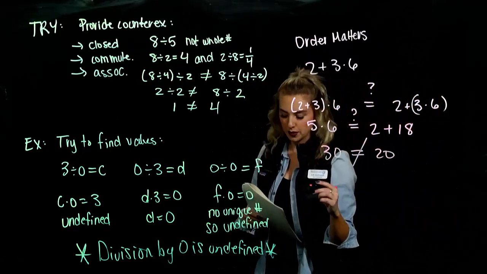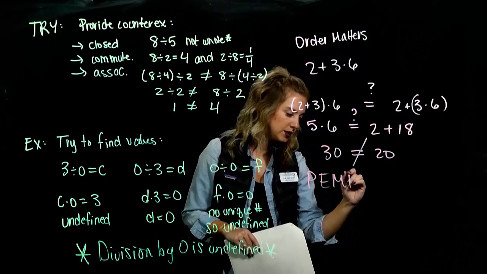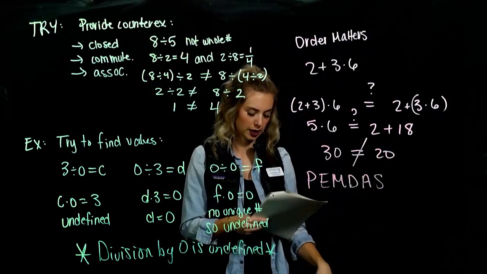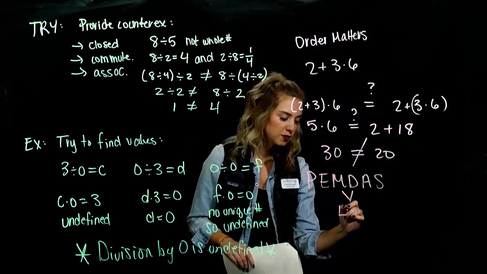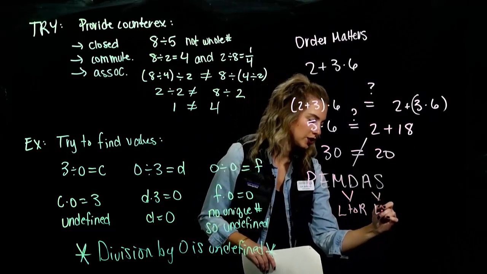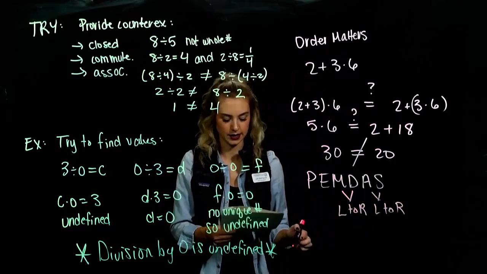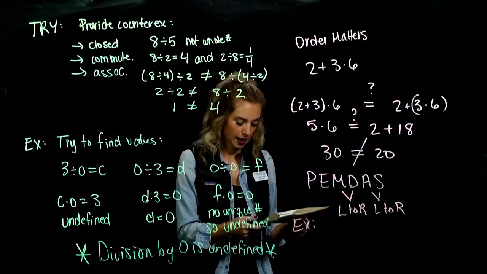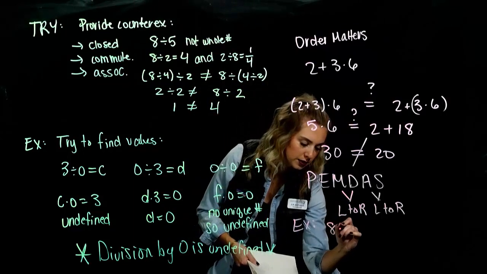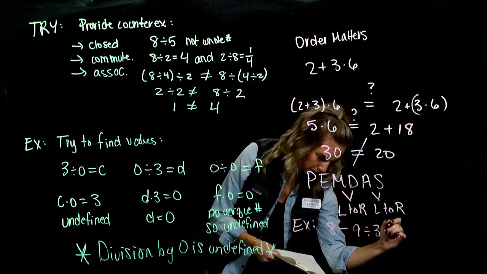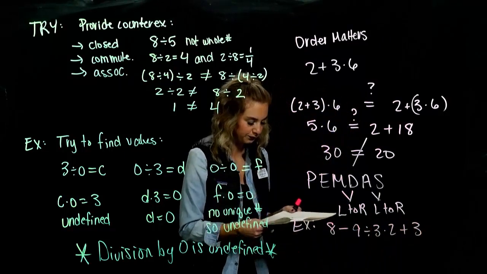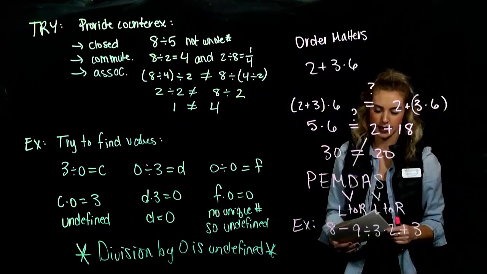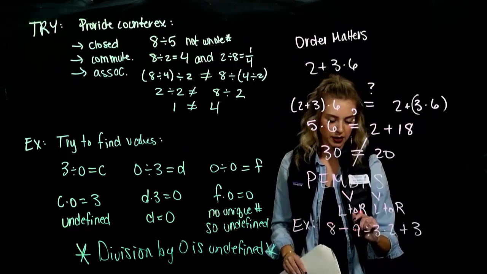And the acronym to help us remember: please excuse my dear Aunt Sally, parentheses, exponents, multiplication and division, addition and subtraction. So multiplication and division, we just move left to right. Addition and subtraction, when that's all that we have involved, we move left to right in that case as well. So let's take one last example with a combination of a bunch of different operations and see what we have to compute first. So 8 minus 9 divided by 3 times 2 plus 3.